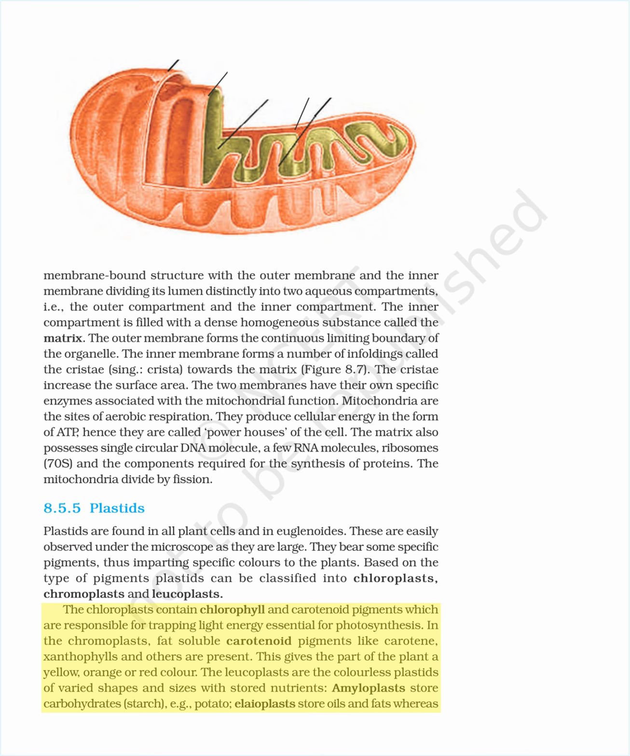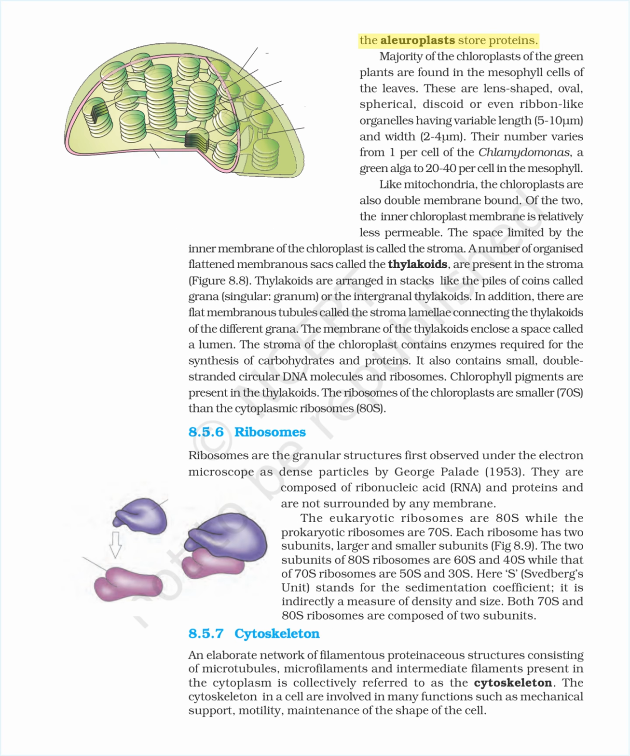The chloroplasts contain chlorophyll and carotenoid pigments which are responsible for trapping light energy essential for photosynthesis. In the chromoplasts, fat-soluble carotenoid pigments like carotene, xanthophylls, and others are present. This gives the part of the plant a yellow, orange or red color. The leucoplasts are the colorless plastids of varied shapes and sizes with stored nutrients. Amyloplasts store carbohydrates, starch, e.g., potato. Elaioplasts store oils and fats, whereas the aleuroplasts store proteins.